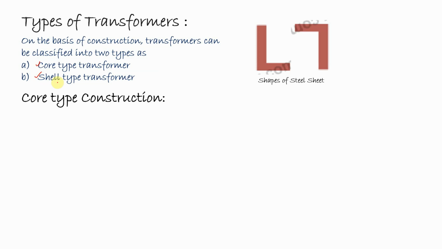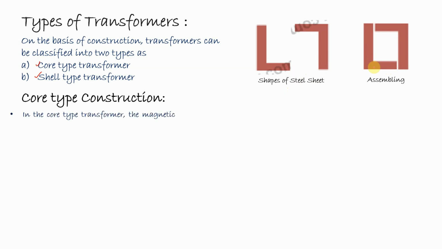In the previous slide, we have seen that the sheets are made in E shape, I shape, or L shape. For core type construction, generally L shape sheets are used. These are the shapes of the sheets, and the assembly looks like this. That means one L is placed here, and another L is placed here. So this is the construction of the core type transformer.